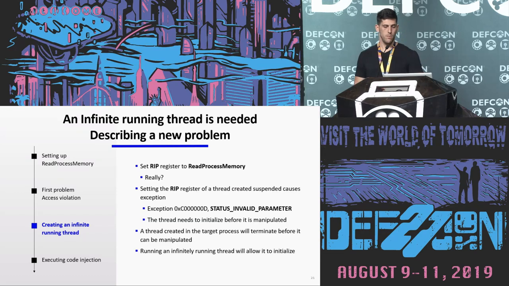And if we want to do something with a thread, like copy it to ReadProcessMemory, we need the thread to initialize before we can manipulate it. Another thing: if we start a thread and it isn't suspended, it will just run and terminate before we can manipulate it. That would be bad for us because we won't have time to do our stuff. So to do it, we need to create an infinitely running thread. We'll create that thread, and then manipulate it to run ReadProcessMemory.